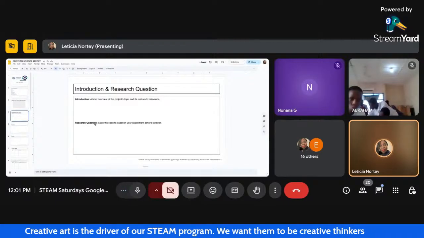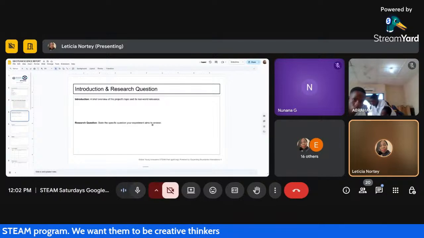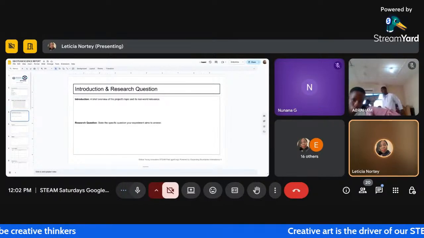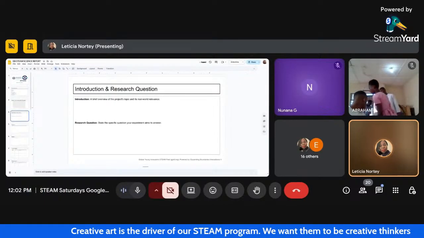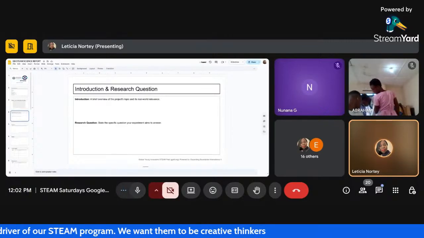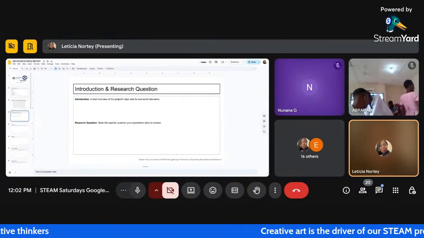State research question: state the specific question your experiment aims to answer. And so the question is, how will the plant grow inside or outside and all that? Okay, so this is where she already gave you the scientific research question, so you put it here. If you and your team have a different question for the experiment, fine, but there is a generalized one for you.